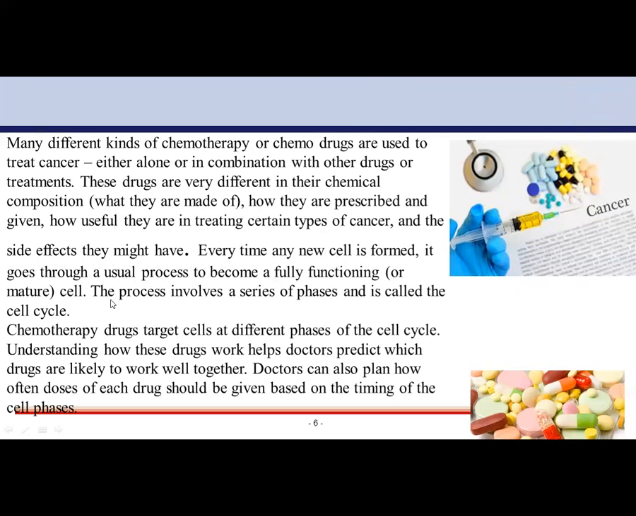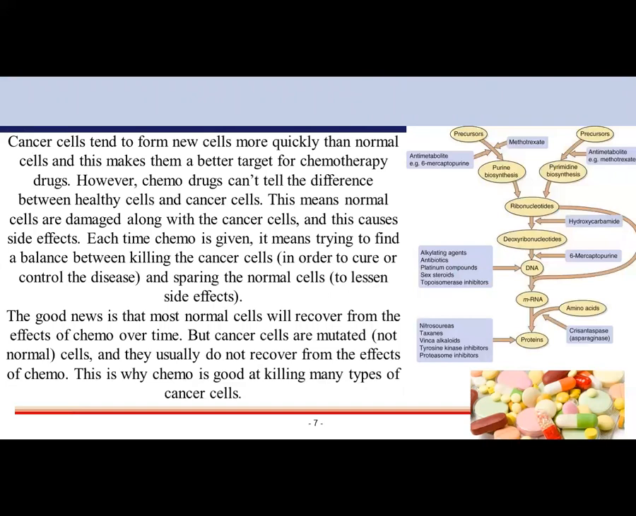Chemotherapy drugs target cells at different phases of the cell cycle. Understanding how these drugs work helps doctors predict how drugs are likely to work well together. Doctors can also plan how often doses of each drug should be given based on the timing of the cell phases. Cancer cells tend to form new cells more quickly than normal cells, which makes them a better target for chemotherapy drugs.